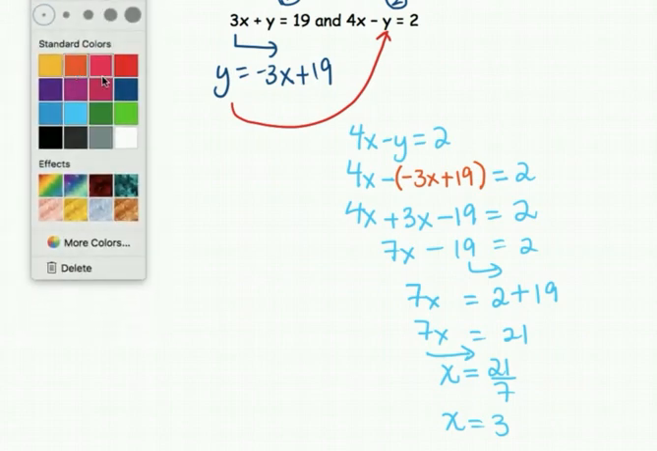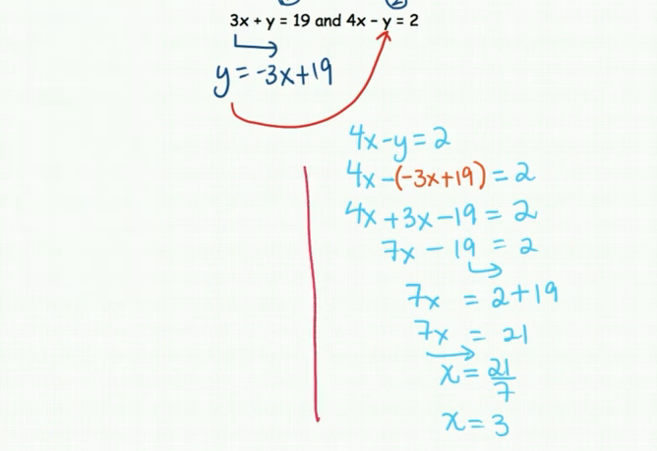And I don't know, pink, yes. All right, so that was step A. Now we're going to step B. Okay, so we have found x was equal to 3.